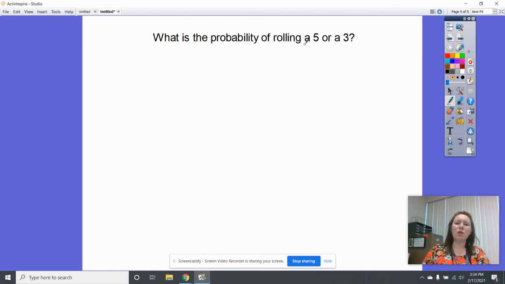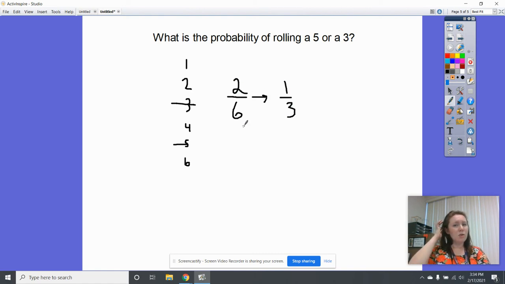So the probability of rolling a 5 or a 3. Well, I could roll a 1 or a 2 or a 3 or a 4 or a 5 or a 6. And now I could just count. There's 1, 2, 3, 4, 5, 6 possible outcomes. And 2 of them are a 3 or a 5. So 2 over 6, which simplifies to 1/3. So notice this doesn't say I'm rolling multiple times. I'm going to roll my die. What's the probability I get a 5 or a 3?